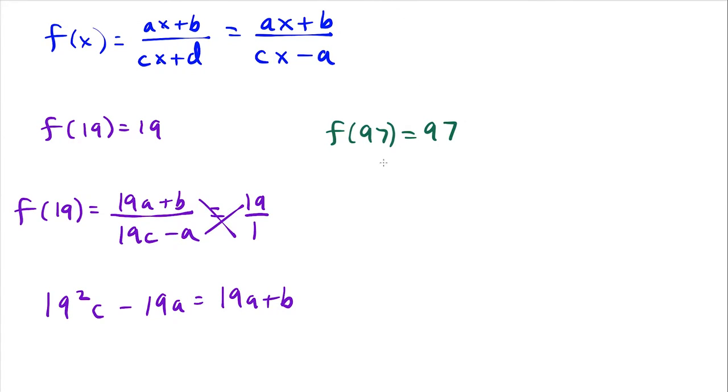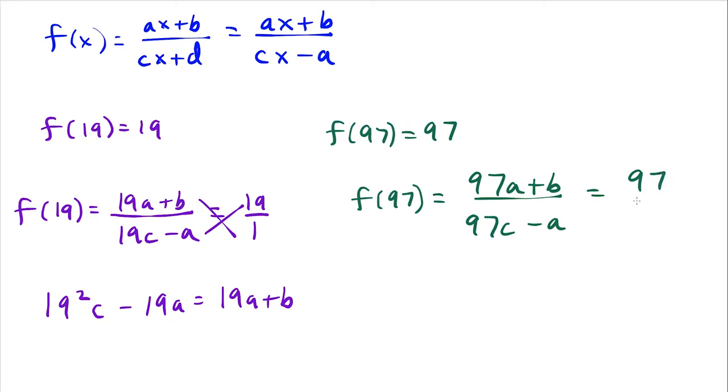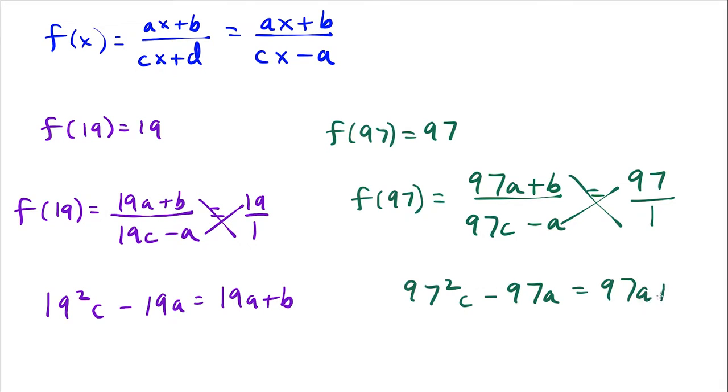And now we're going to do the same thing here with this initial condition. We're going to say f of 97, when we plug into the function, is going to give us 97a plus b over 97c minus a. And this is going to be equal to 97, which we'll write as 97 over 1. So now cross multiply, and we're going to have 97 squared c minus 97a is equal to 97a plus b when we multiply by 1.